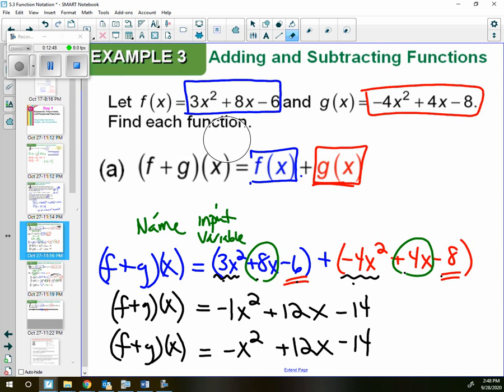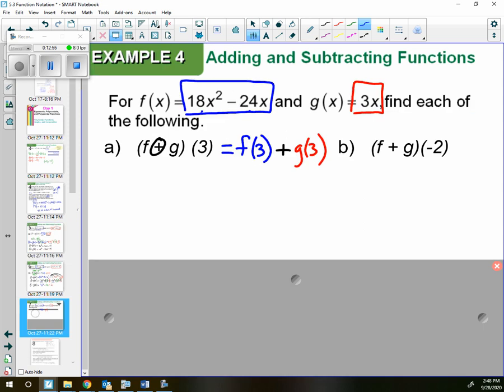F plus g of x. X could be anything. I'm just saying now it's 3. It means I'm doing the first function evaluated there and the second function. So it's really the same exact thing. So we're going to be plugging 3 into the function f.